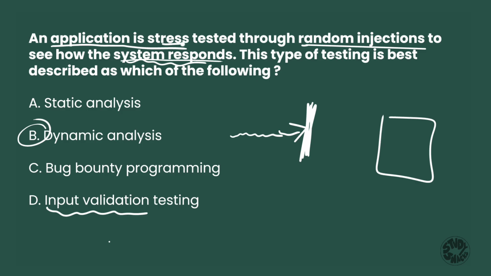In our test case, what are we doing? We're actually doing random injections. So we actually want to get those random injections into the application to see what happens. So in the real world, we would do input validation to block the injections. But in this specific stress test and testing of the application, we want those inputs to go through to see what happens with the application.